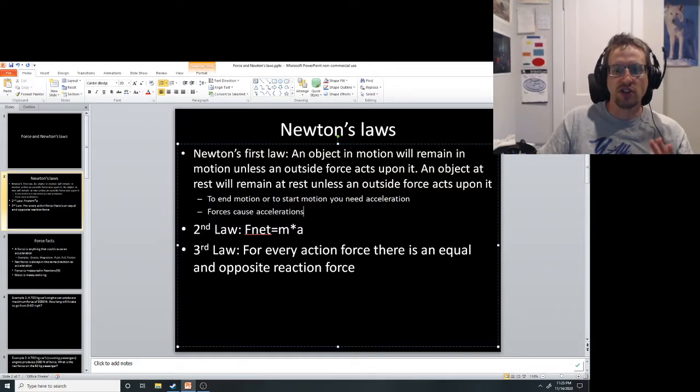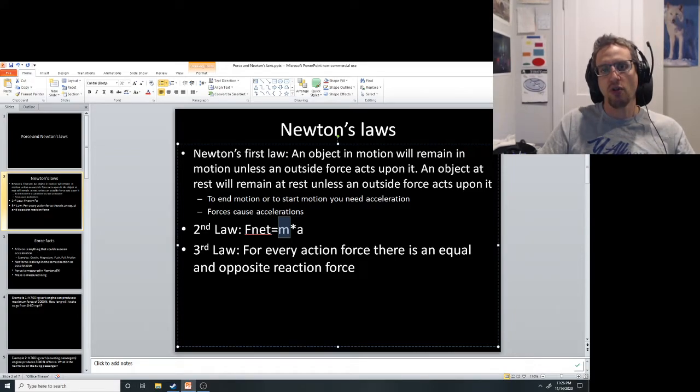Second law, straightforward, just an equation. The net force is equal to mass times acceleration. Since forces are kind of like pushes and pulls, to get the same acceleration, you have to push harder to get a more massive object to do it. And finally, this is the one you've probably heard most, but probably the wrong way. For every action force, there's an equal and opposite reaction force. You've heard it without the word force there. It's not true without the force there.